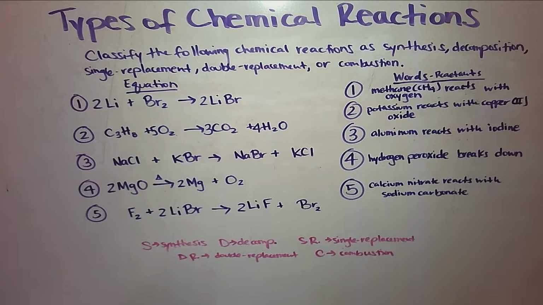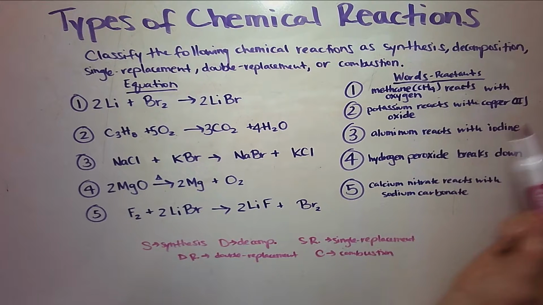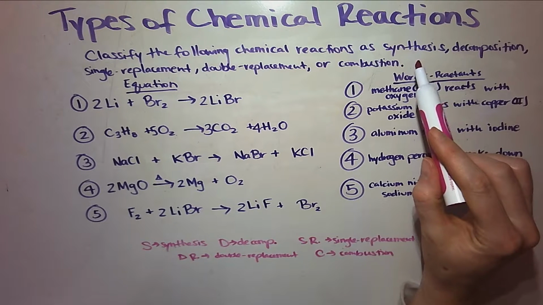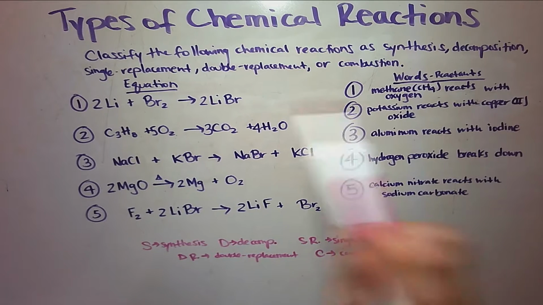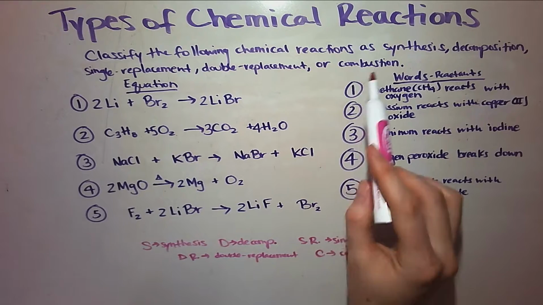Hey chemistry students, this tutorial is going to focus on identifying the type of chemical reaction when you're given either an equation or just words. And for this part I only have written in the reactants. So we're going to classify each of these 10 as either synthesis, decomposition, single replacement, double replacement, or combustion.